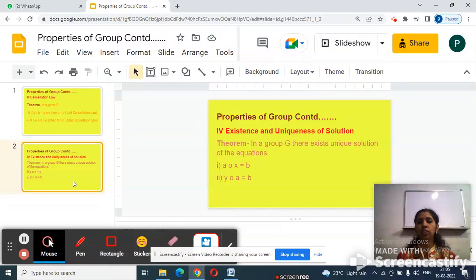Now to show that these solutions are unique, let us consider that there are two different solutions, x1 and x2, of equation 1. So if x1 and x2 are the solutions, then we will get A operation x1 is equal to B, and A operation x2 is equal to B. Now, because both are equal to B, we can write A operation x1 is equal to A operation x2, and by left cancellation law, we will get x1 is equal to x2. That means x1 and x2 are not two different solutions; they are the same solution.